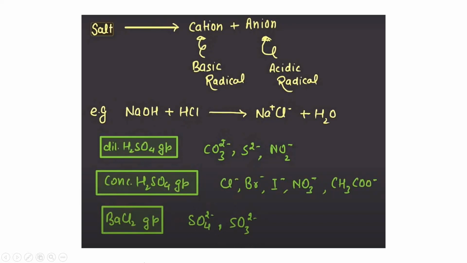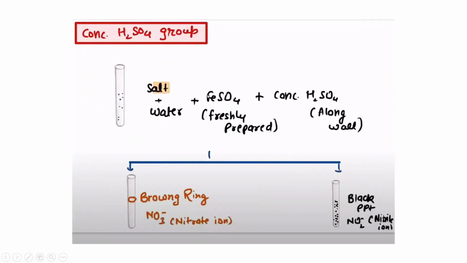Right. So next we can go for the concentrated sulfuric acid group. What are the anions present here? Chlorine, bromine, iodine, nitrate, and acetate ion. Salt plus water plus freshly prepared ferrous sulfate solution. Freshly prepared ferrous sulfate solution means you have to add a pinch of ferrous sulfate salt into the test tube and add some water.